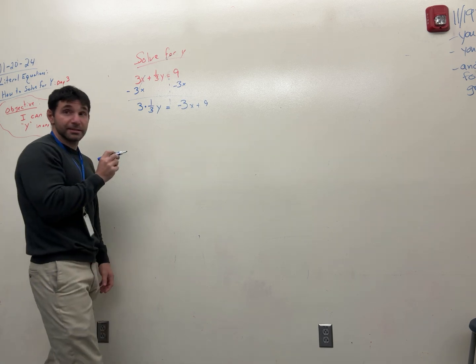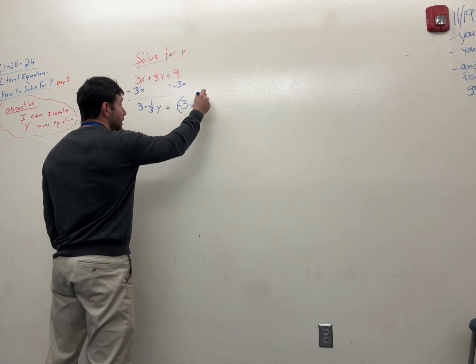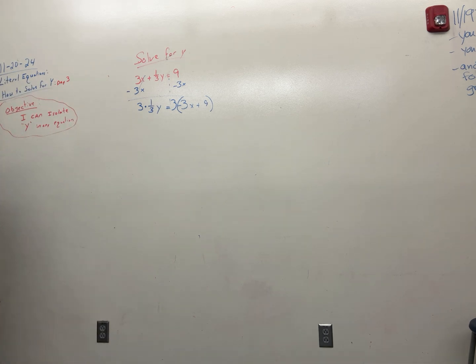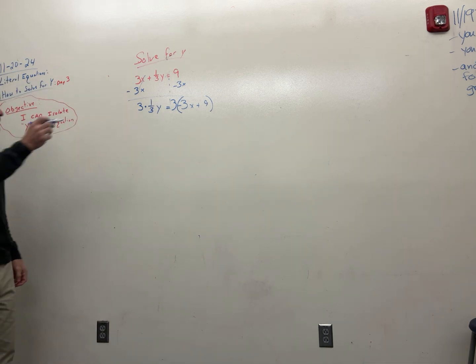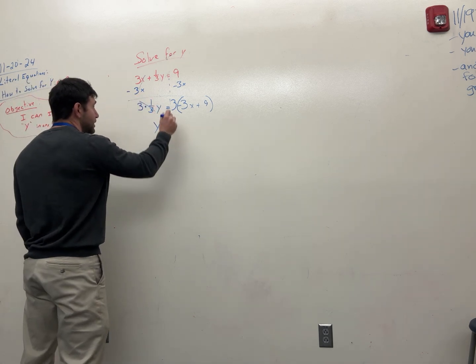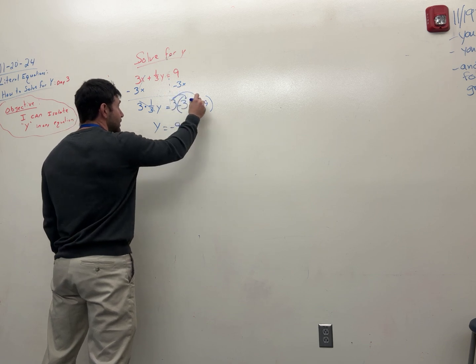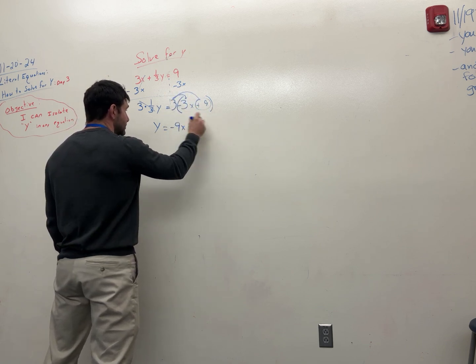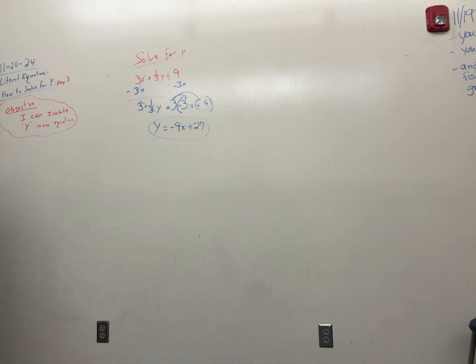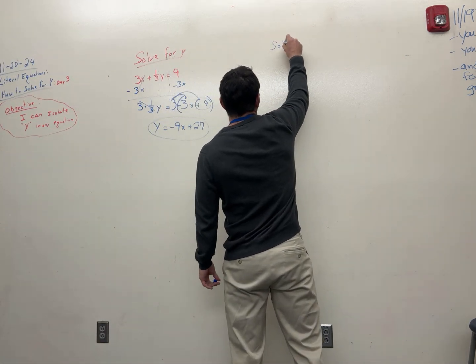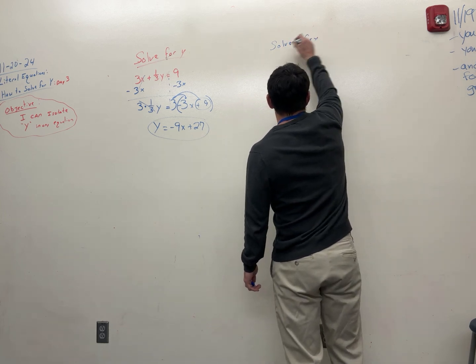Now watch what I do to this side. I'm multiplying it by 3. That's the distributive property. That's how we multiply each thing. So this becomes 1y equals 3 times negative 3 is negative 9x, and 3 times positive 9 is positive 27. Not overly hard, right? Just a memory thing. Solve for y.